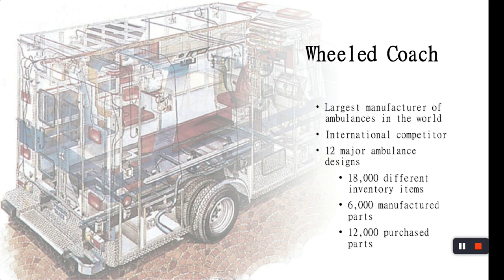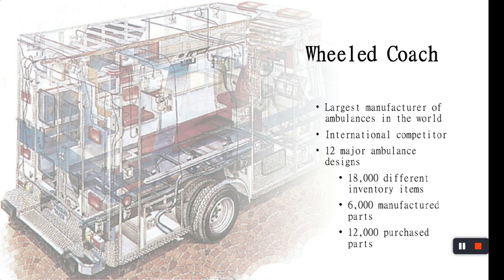They have 18,000 different inventory items. They have 6,000 manufactured parts. So out of the 18,000 inventory items, 6,000 are being manufactured internally, while the 12,000 remaining are purchased from suppliers. Okay, the raw materials are being purchased from the suppliers. So if you are one of the managers of Wheeled Coach, it would be very hard for you to monitor the inventories, right? Because of the voluminous number of inventories.